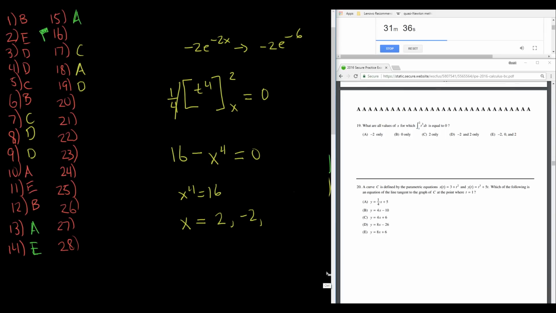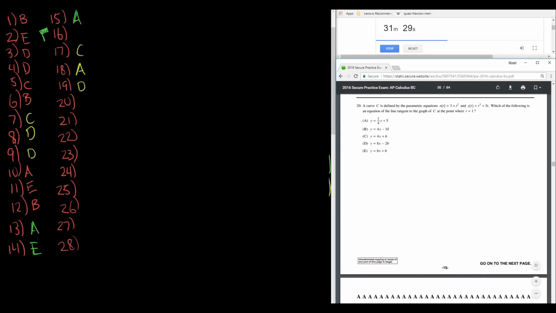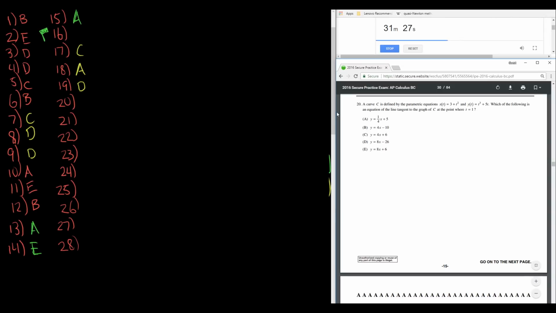Alright, let's clear up some space again. Curve C is defined by the parametric equations blah blah blah, which of the following is an equation for the line tangent to C. Okay, so where t equals 1.